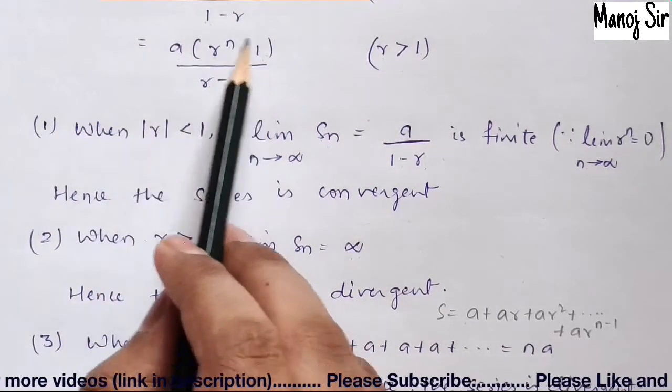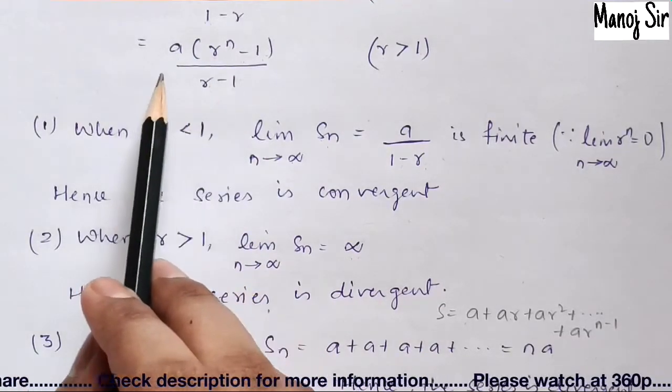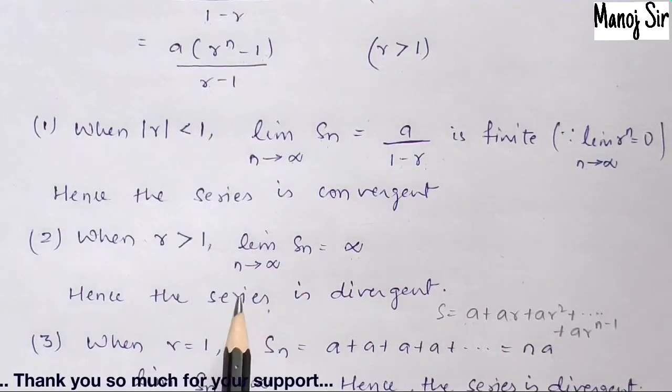In that case we are going to use this. When r is greater than 1, we are going to use Sn equals a into r to the power n minus 1 upon r minus 1.